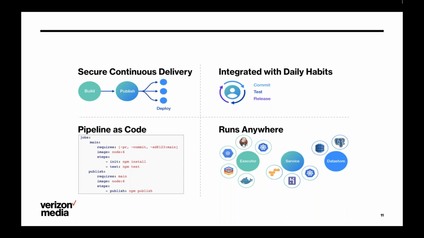Another big advantage is you can run Screwdriver anywhere. Currently, our builds are executed in the Kubernetes platform. Our software runs on AWS. Our mobile builds are executed using Jenkins as an executor. Using our software, you can plug in any type of executor. It could be Kubernetes, it could be EC2 on AWS, or it could be any Docker, anything that you like. That enables us to run the software anywhere. So: secure CI/CD, integrate with your daily habits, define your pipeline as code, and run anywhere.